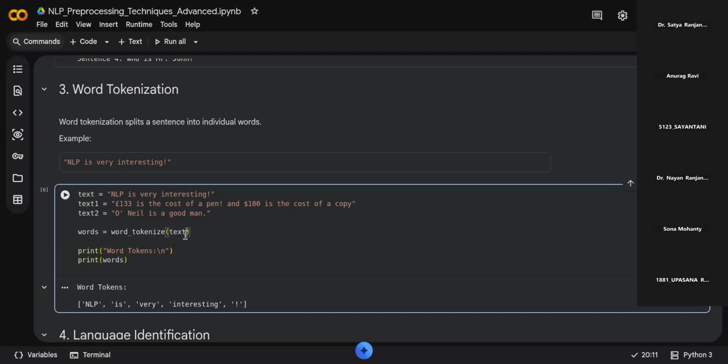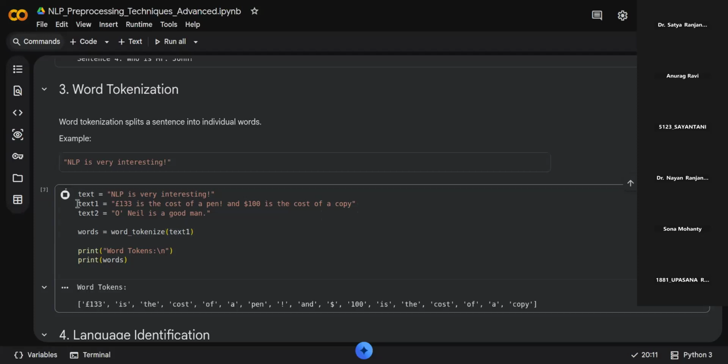So if I want to tokenize it, this is one. Now you see, for pound 133 it is returning one, but for dollar 100 it is returning two tokens. This is the problem, because dollar 100 should be one. This problem is there in NLTK.